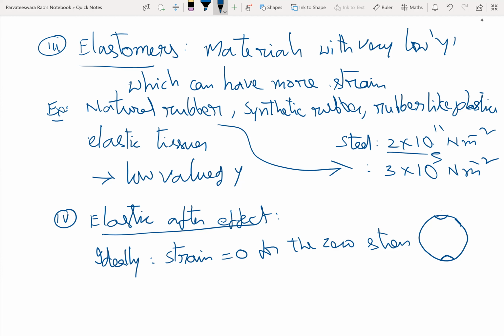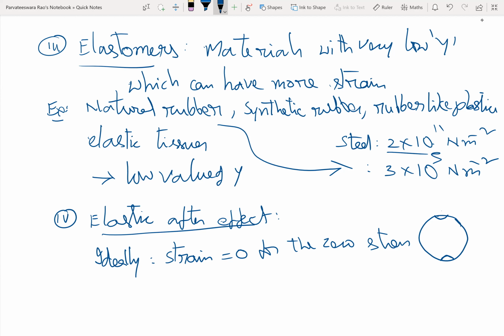There will be some delay for the body to regain the original dimensions, and that time delay in getting the original dimensions back after the stress is withdrawn is called the elastic after effect. Please write the definition.